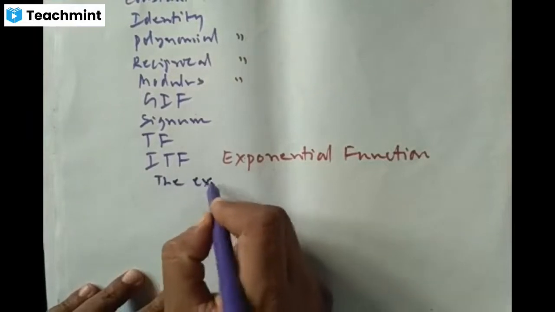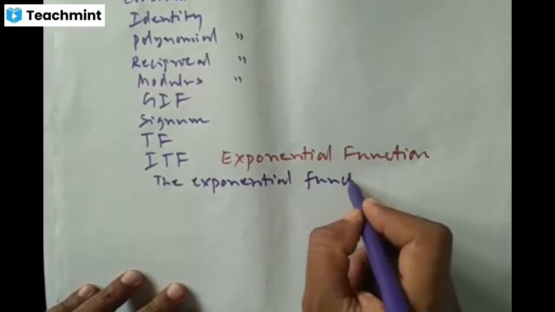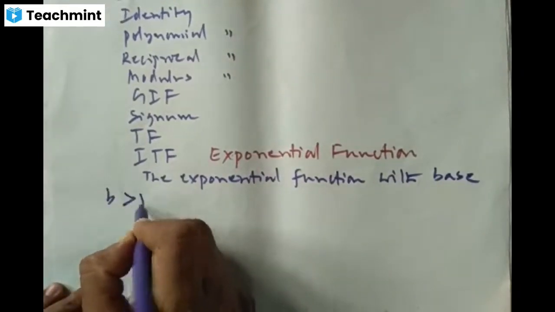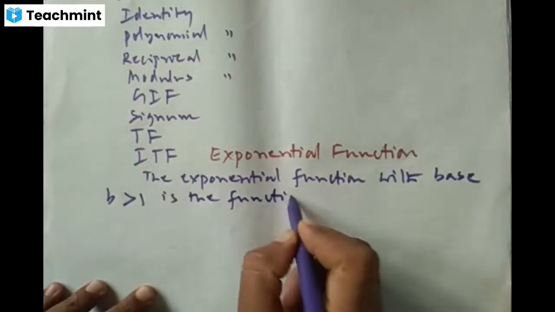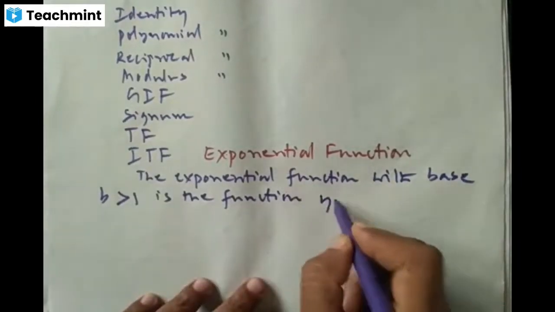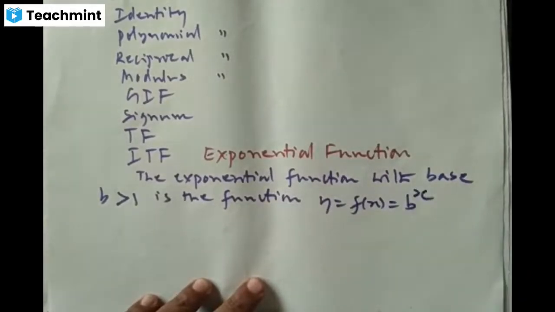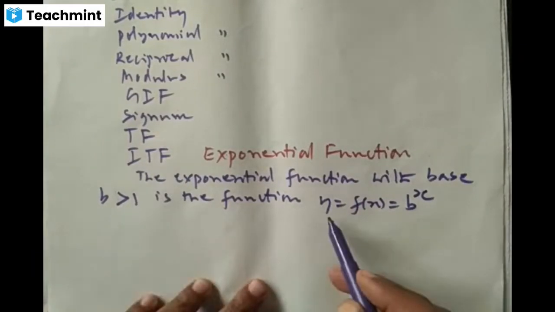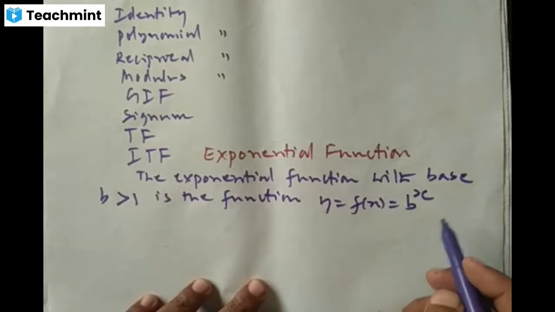The exponential function with base b, where b is more than 1, is the function y is equal to f of x is equal to b to the power x. The exponential function with base b, which is more than 1, is the function y is equal to b power x, or f of x equal to b to the power x.